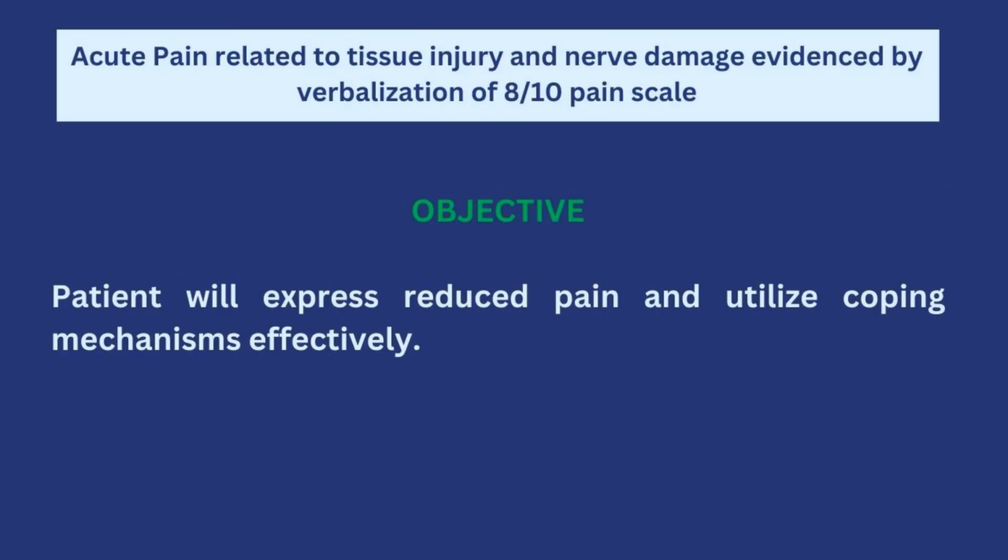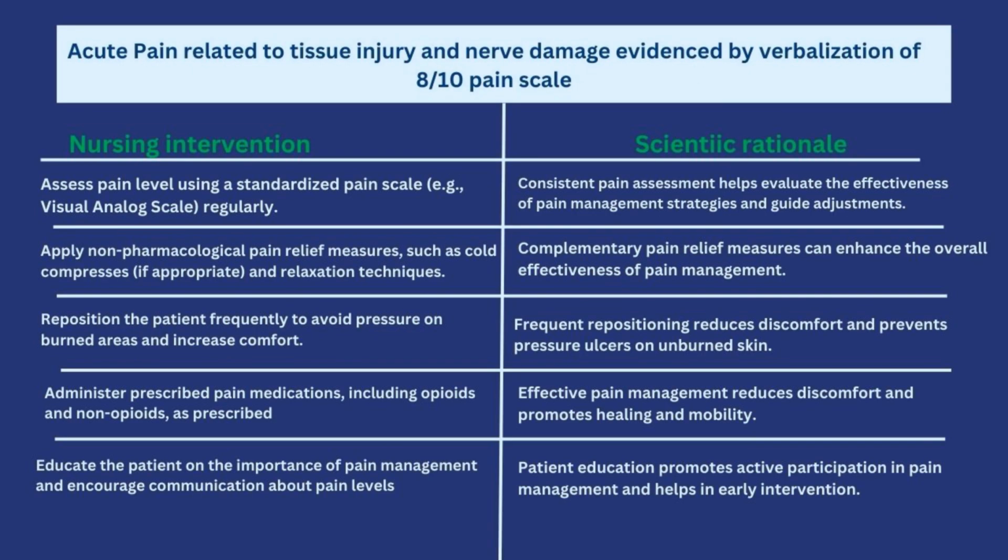each of them. So, starting with acute pain related to tissue injury and nerve damage, evidenced by verbalization of 8/10 pain scale, our objective is that the patient will express reduced pain and utilize coping mechanisms effectively. Please note that for exam purposes, you should try to include a time frame to make your objective completely SMART. I didn't do that in this particular video, but if you check my other nursing care plan videos, I did that. So the first intervention is to assess the pain levels using a standard scale.